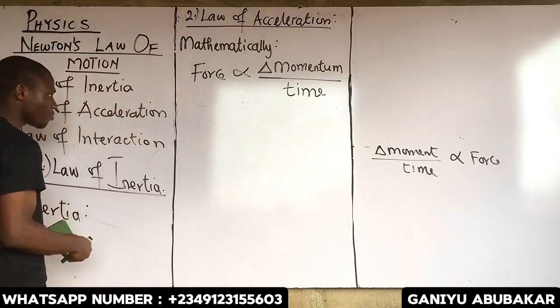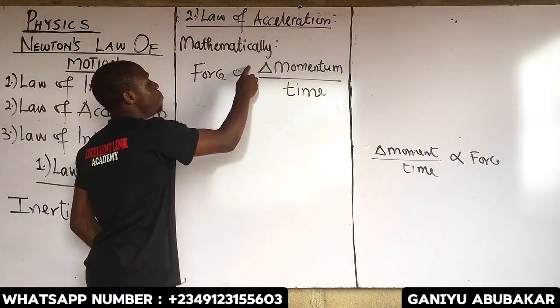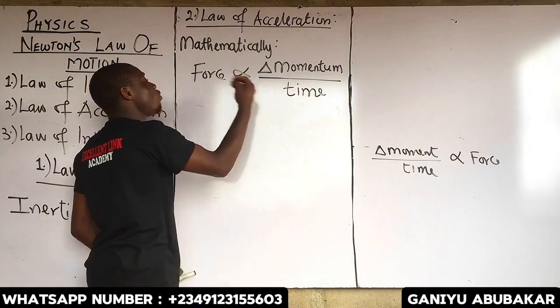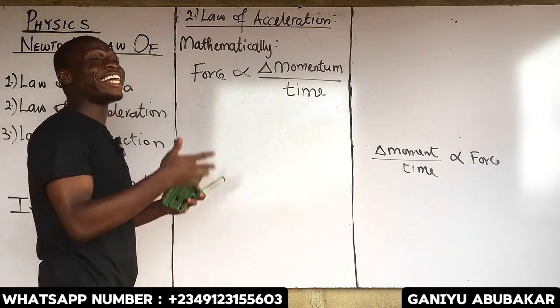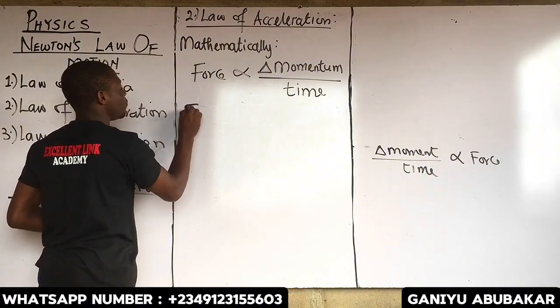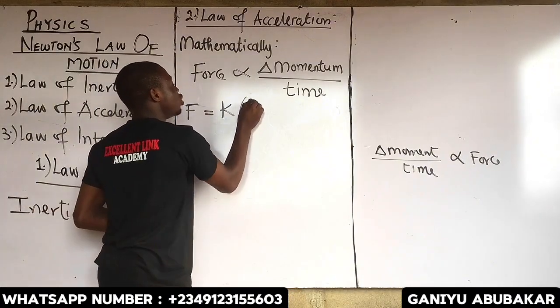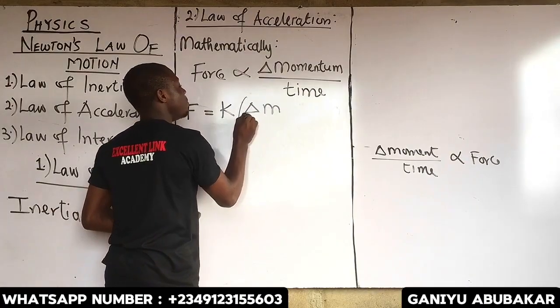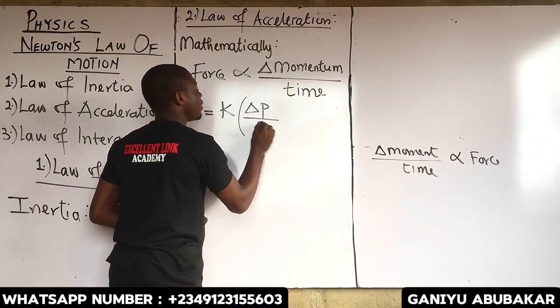From here now, let's break this down. In mathematics, if I have a proportionality sign, how do I take off the proportionality sign? I will introduce an equal to and a constant. So I'm having that force F is equal to K, a constant, and the change in momentum, sorry, momentum is P, as we said in the last class, all over time.